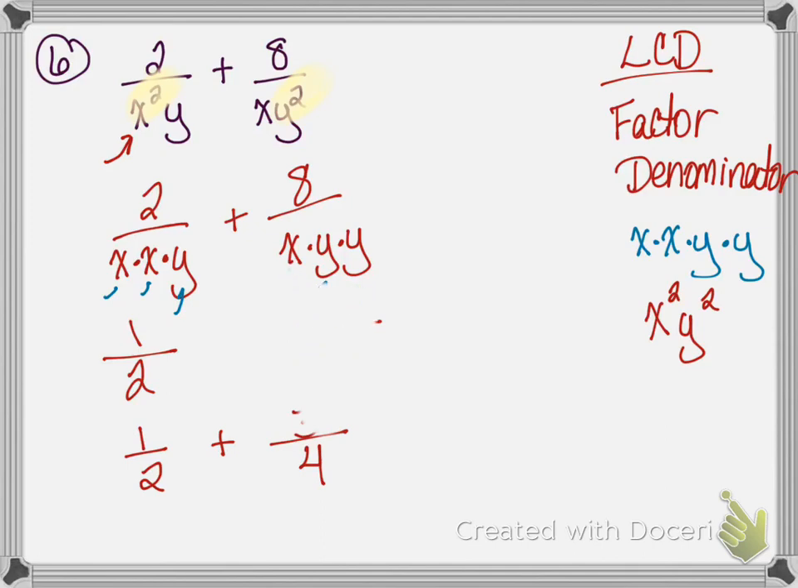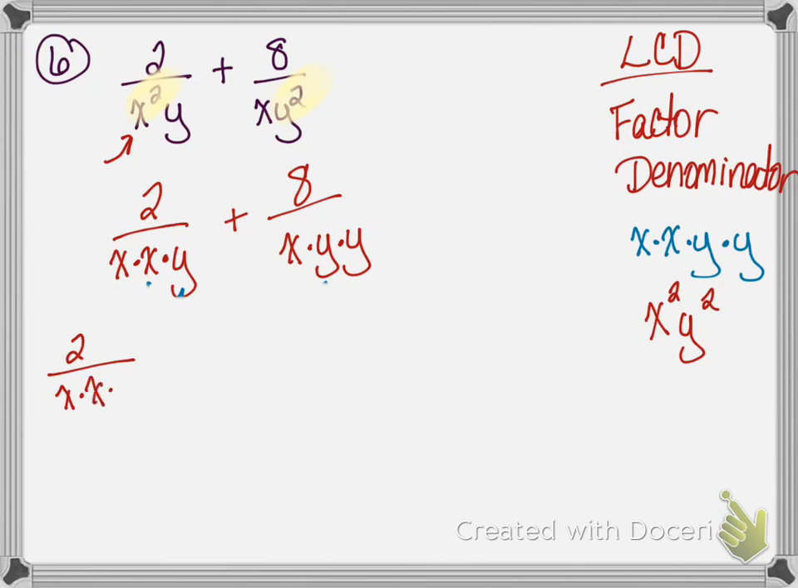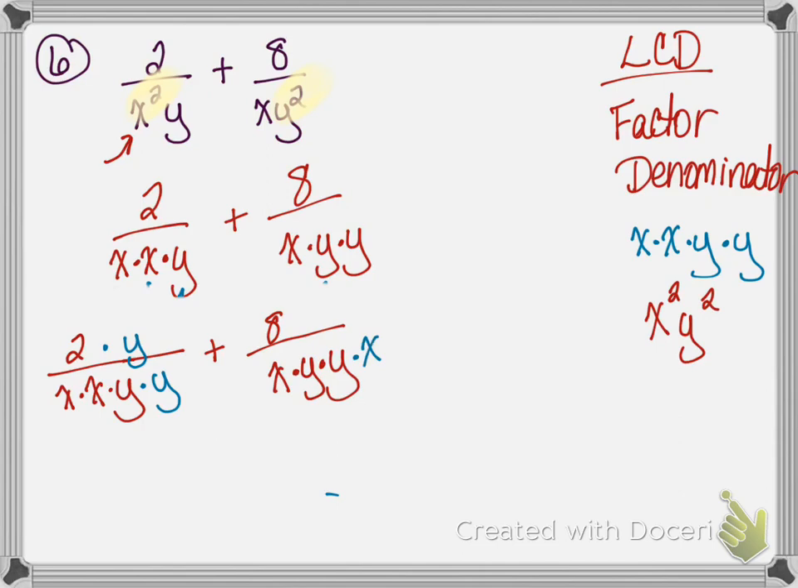Okay, now, so I have 2 times X times X times Y. What's missing? Y. And if I do it on the bottom, I have to do it on the top. Okay? Then, for my next one, I have X times Y times Y. What am I missing? Good. If I do it on the bottom, I got to do it on the top.